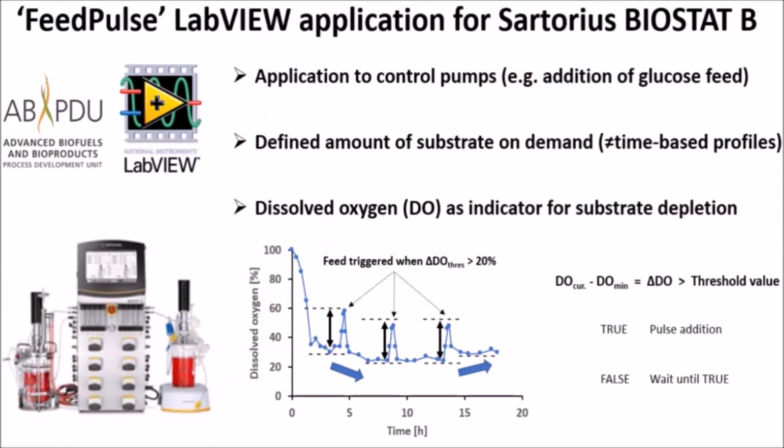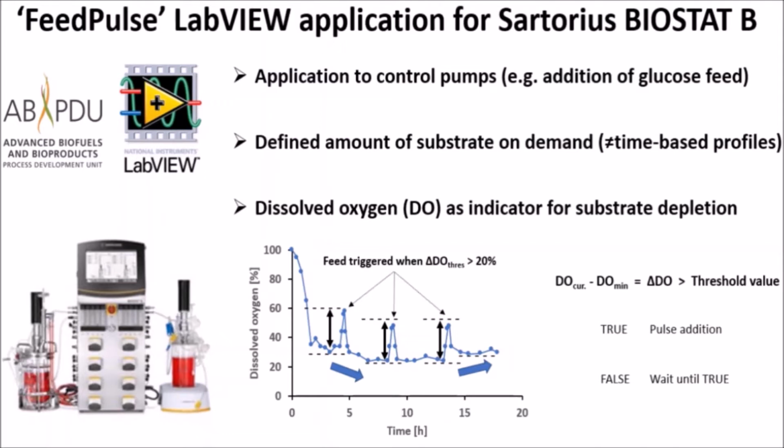So what does on demand mean? On demand means that we are only supplying substrate if the culture calls for it, if the culture runs out of substrate. In many cases the substrate is a carbon source like glucose. And now the question is, how does the feed pump or the feed algorithm know that the culture ran out of glucose? In many cases, you can utilize the dissolved oxygen signal, or in short DO. And you can use this signal as an indicator for substrate depletion.